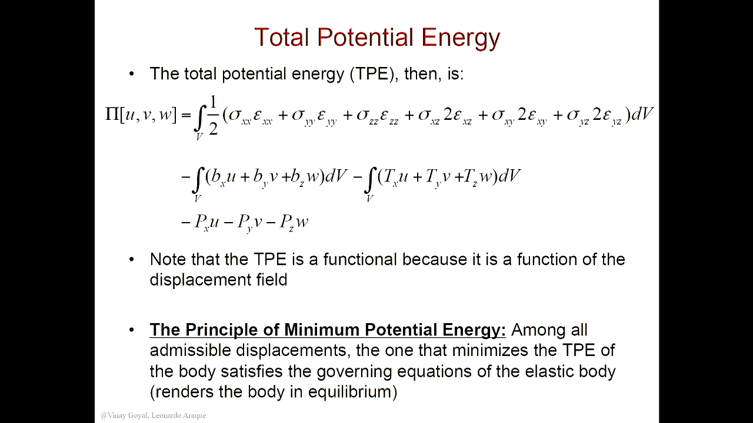I'll repeat it one more time. What we're saying here is that this principle is saying that when I apply loads to a structure, for displacements that are possible, that are admissible, those displacements will become those such that the system is in equilibrium and the potential energy has been minimized. Okay, I said it maybe three different ways.